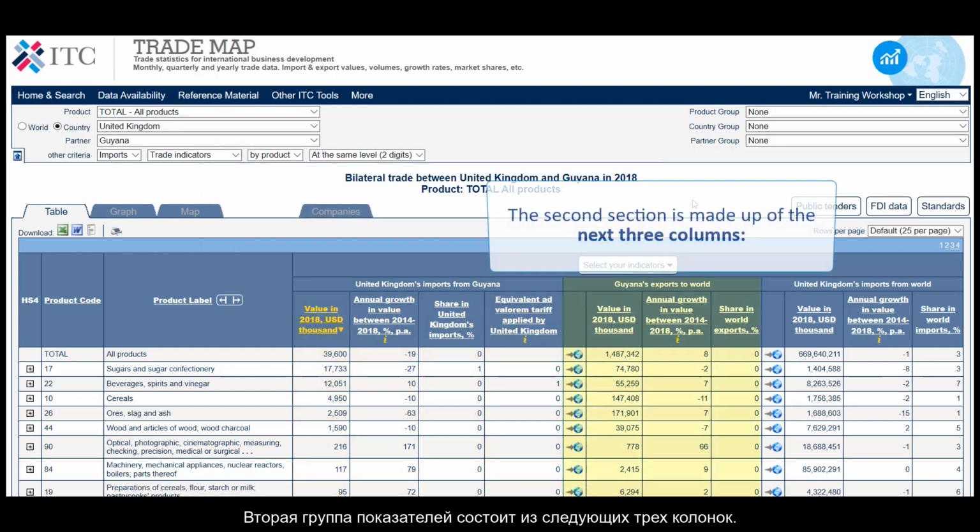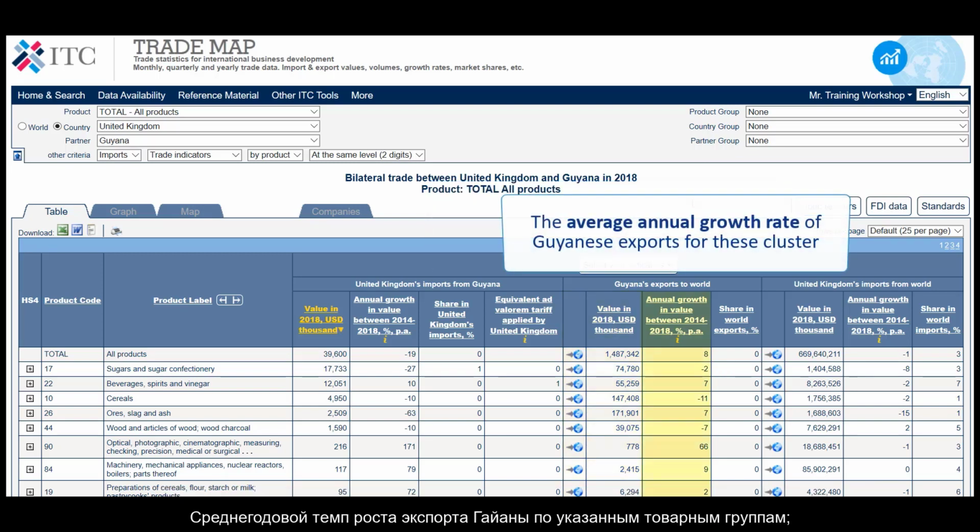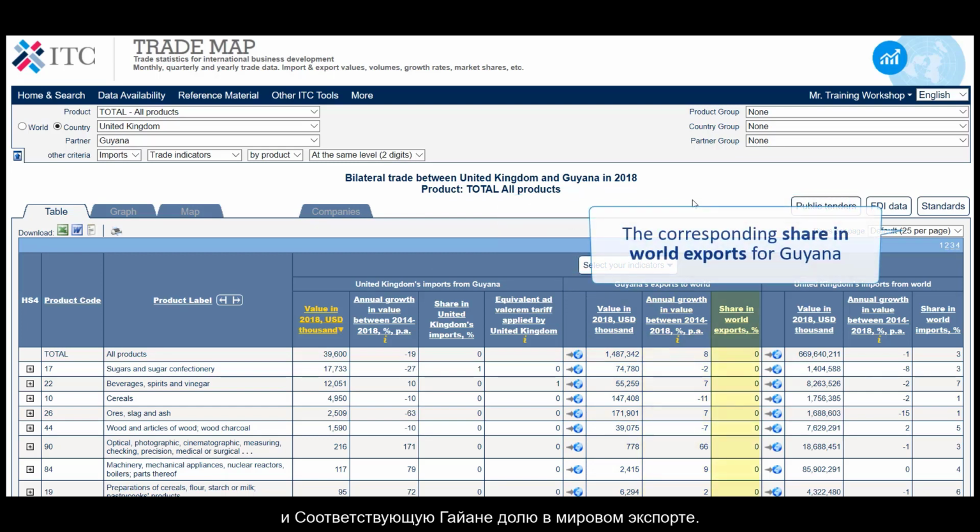The second section is made up of the next 3 columns. These identify the value of Guyana's exports to the world for each product it exports to the United Kingdom, the average annual growth rate of Guyanese exports for these clusters, and the corresponding share in world exports for Guyana.